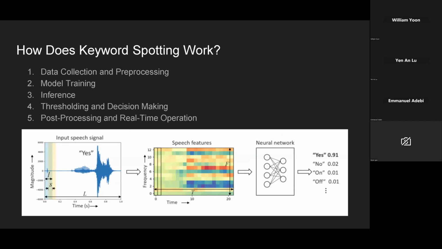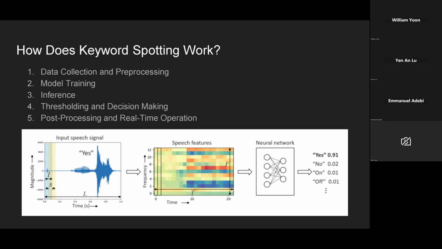Then you do the inference stage. In this inference stage, you apply your trained model to new audio data for keyword detection. In the fourth stage, you do thresholding and decision making, where you set thresholds on model confidence scores, and then you are able to identify keywords based on thresholded scores. The fifth stage is post-processing and real-time operation, and this is a stage where you have to optimize how to do this real-time continuous audio processing.